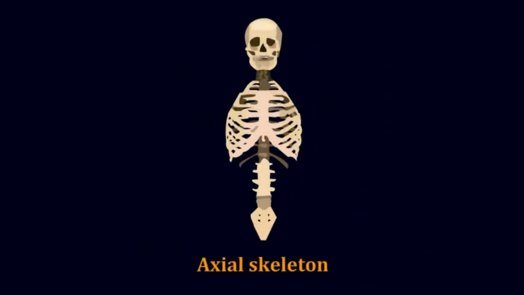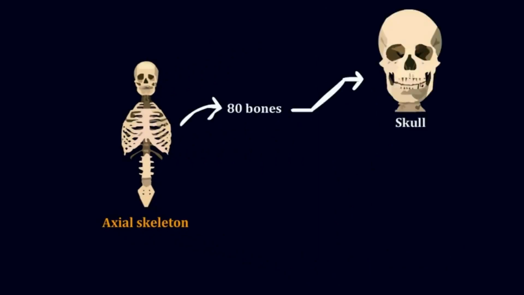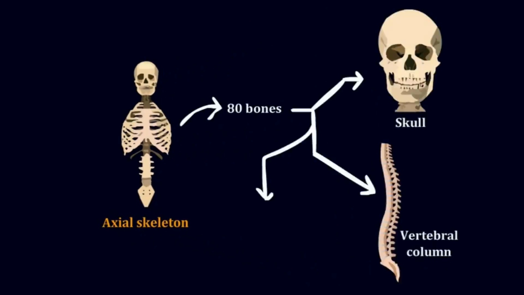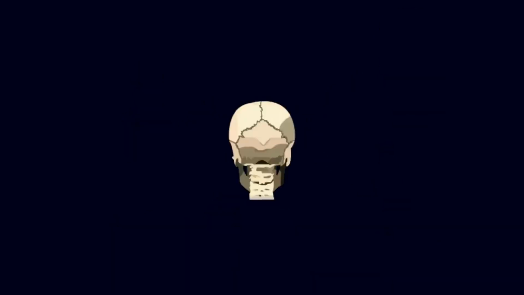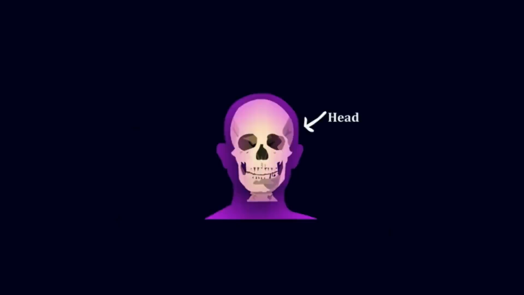Let's see what is an axial skeleton. The axial skeleton includes 80 bones comprising the skull, the vertebral column and thorax, which is the ribs and the sternum. Skull. It is the skeleton of the head.